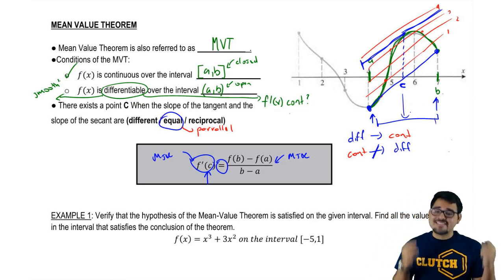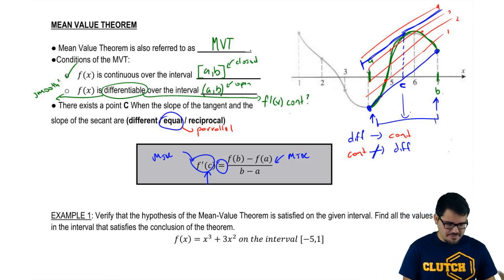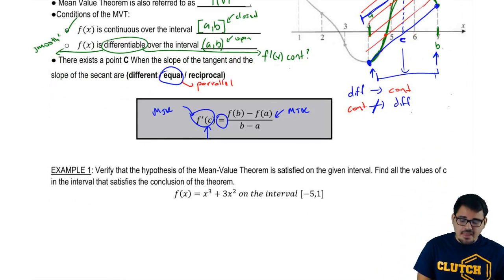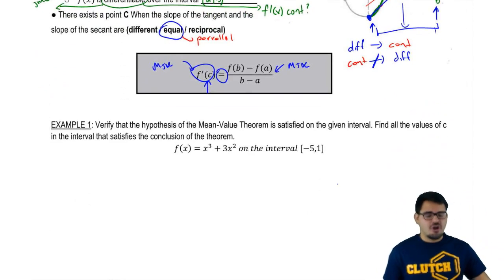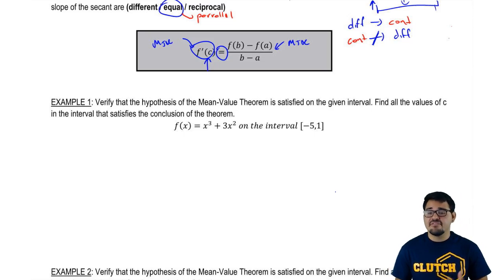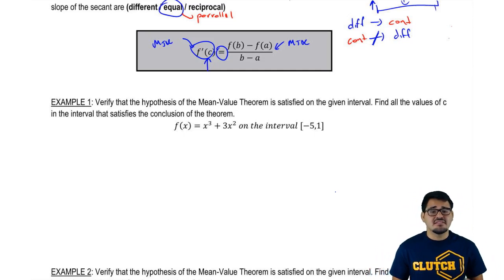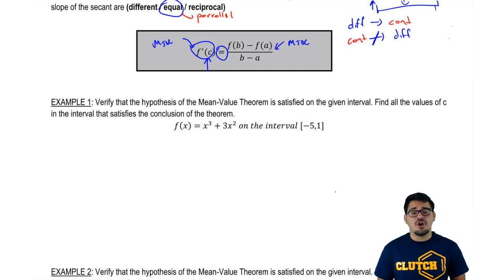But now let's go ahead and do an example and how to actually do it, right? Before we just keep talking about what it actually is. So here in example 1, they're always going to start off with verify that the hypothesis of the mean value theorem is satisfied on the given interval, right? That is a common way of starting these problems. And what that simply means is that we just want to make sure that our two conditions are met.